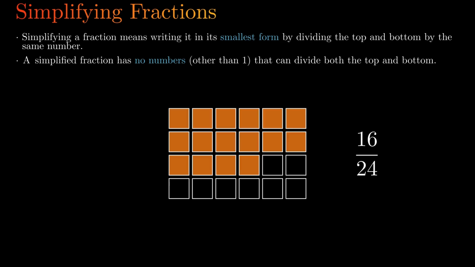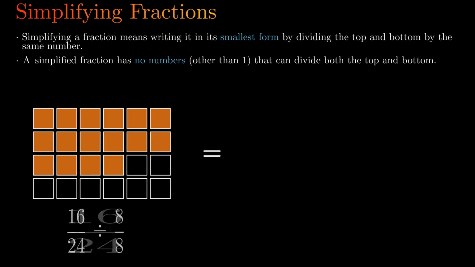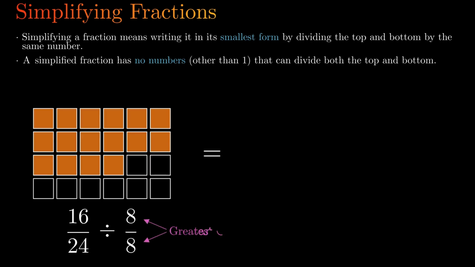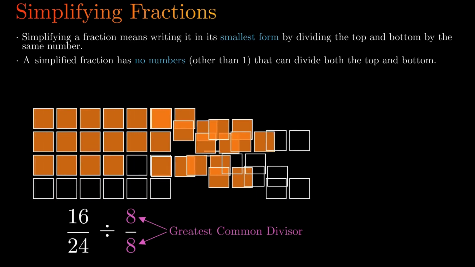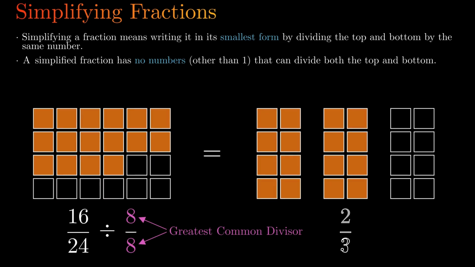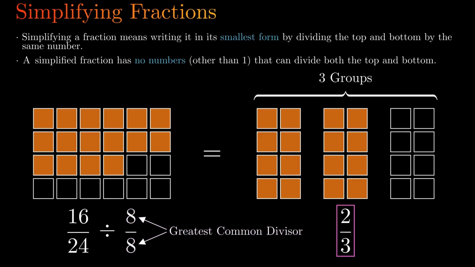To simplify, we need to group these small squares into larger blocks. Since 8 goes into both numbers, we divided both the top and bottom by 8, the largest number that fits into both. Let's group our squares into batches of 8. When we group them by 8, we see we have 2 large groups shaded out of 3 total large groups. And just like that, 16/24 becomes 2/3. That is the simplest, cleanest way to write this fraction.